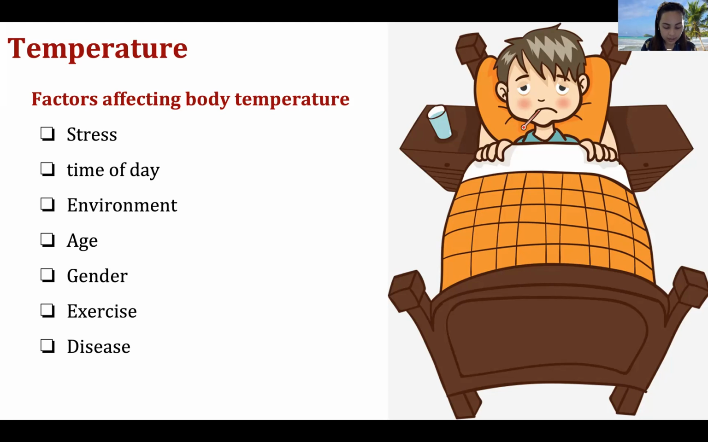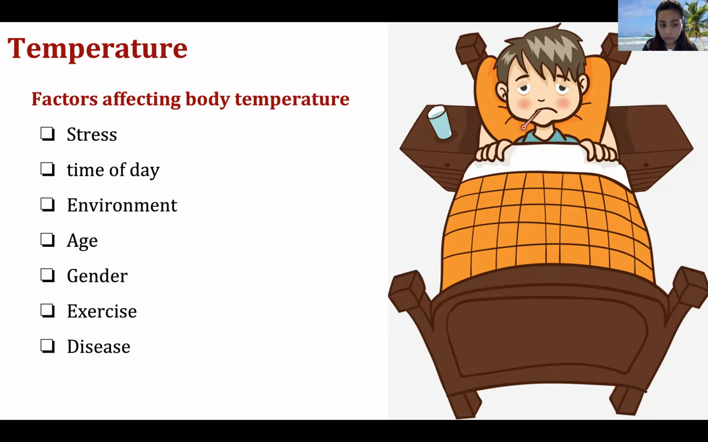Environment. As I've told you before, the environment greatly affects your temperature because your body will adapt to the temperature of the environment. For example, when you go outside for 1 hour in sunny weather, your body will adapt to the temperature of the environment. So when you take that person's temperature, it will be increased, even if the person has no signs of any fever.